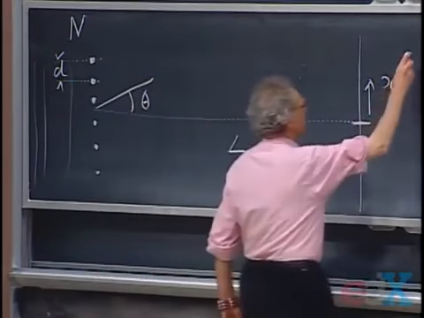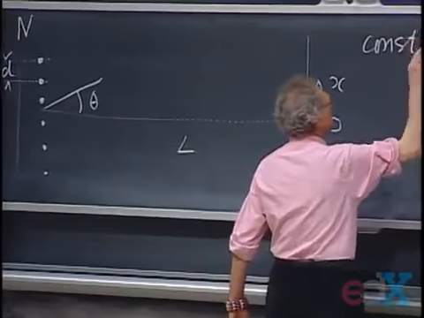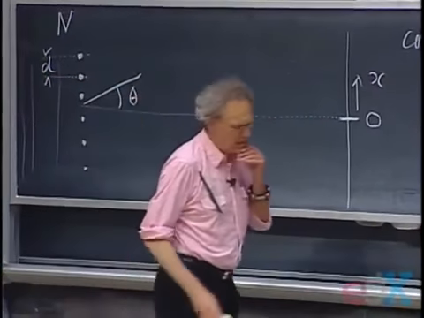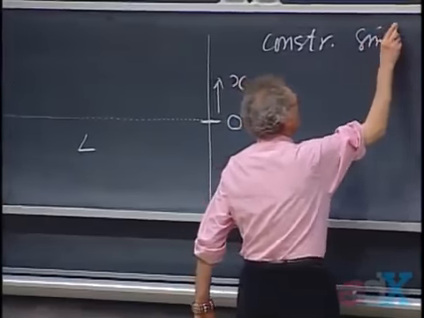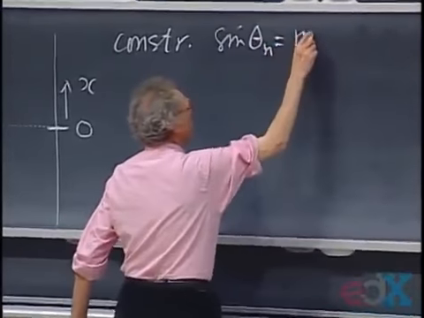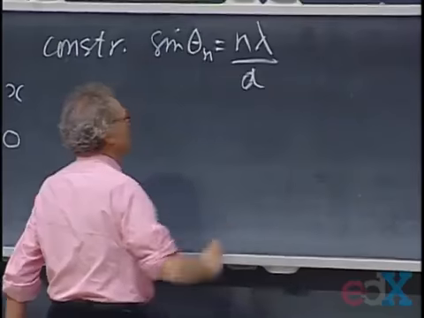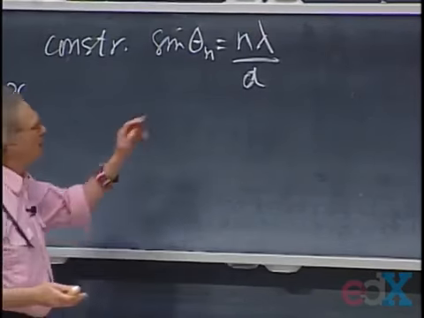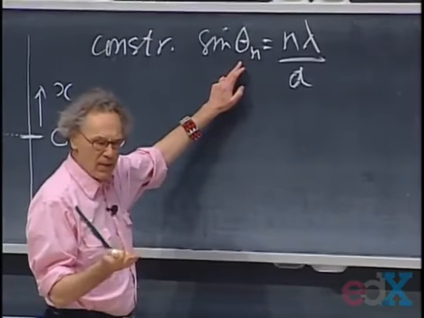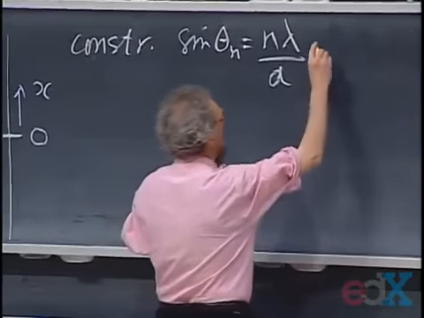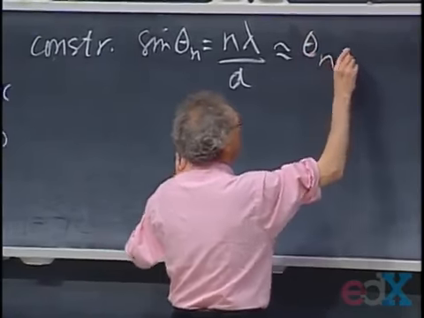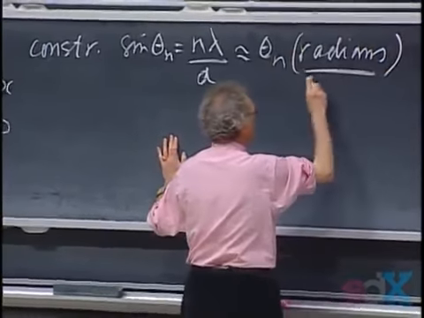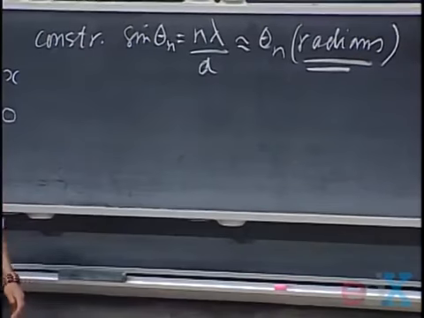You will have constructive interference, exactly the same situation that we had with the double slit interference pattern, when the sine of theta n equals n lambda divided by d. And if you're dealing with very small angles theta, you should all remember that the sine of an angle is the same as the angle itself, provided that you work in radians. So for small angles, you can always use this approximation if you remember that it is in radians, and that's only then the small angle approximation.